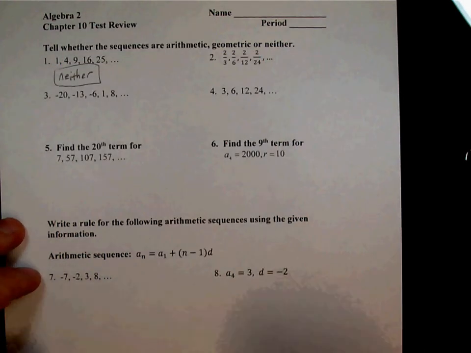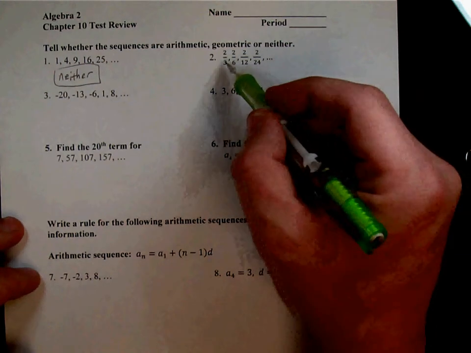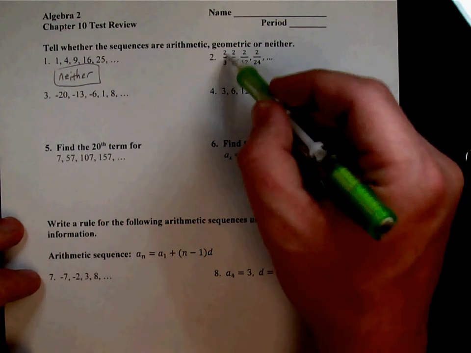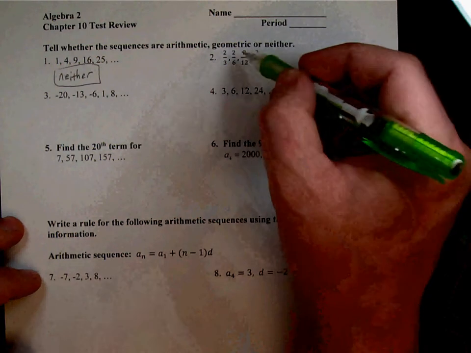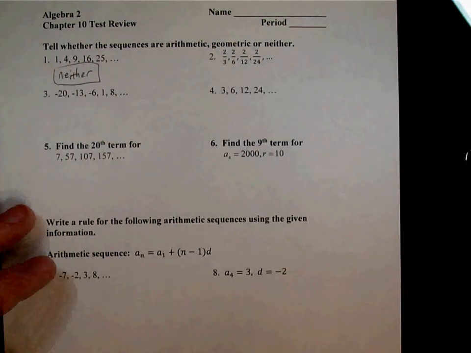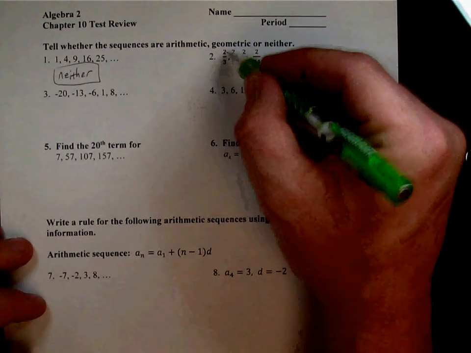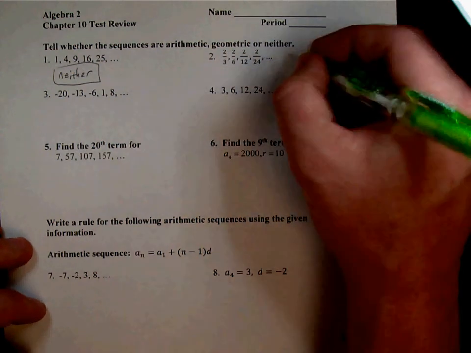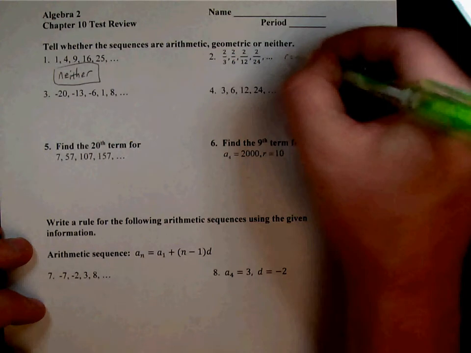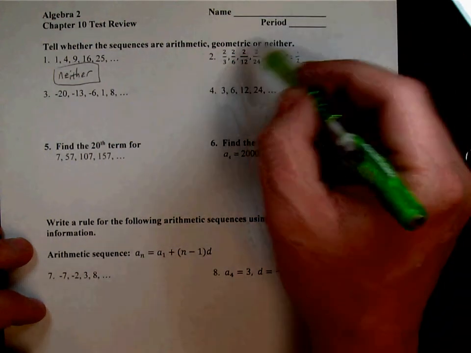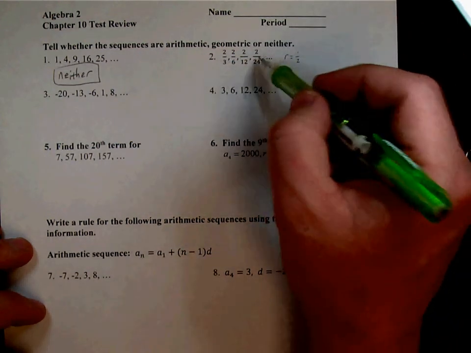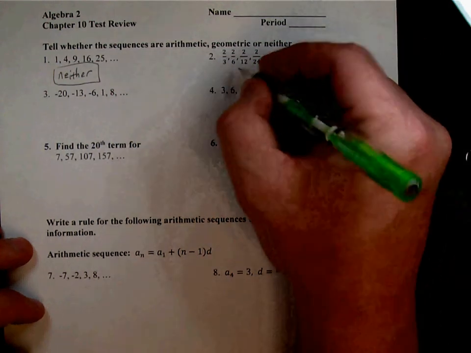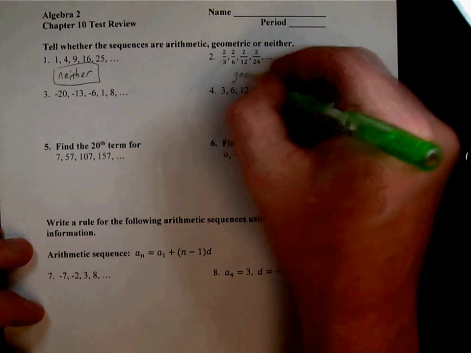Neither. Number two, what are we adding? Well, I actually took it from 2/3 to 2/6. I went smaller, but I'm not going smaller by the same amount. Let's check to see what we're multiplying by. Looks like I'm multiplying the numerator by 1, the denominator by 2, so that means in total I'm multiplying by 1/2. Like 2/3 times 1/2 is 2/6, times 1/2 is 2/12, times 1/2 is 2/24, etc. So yes, we are multiplying by 1/2. That makes it geometric.